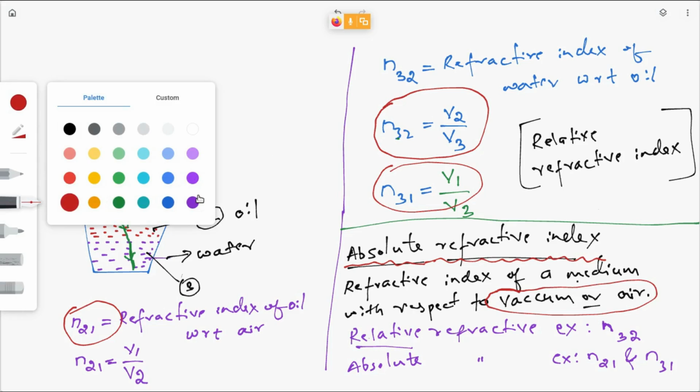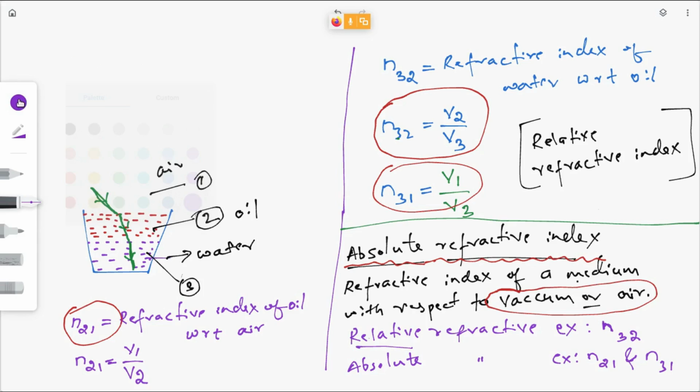Okay, so now what is N21? N21 is speed of light in medium 1 divided by speed of light in medium 2. And you know what is speed of light in medium 1? Air and vacuum. What is speed of light in air or vacuum? 3 into 10 raised to 8 meter per second, or you can write it as C. Speed of light is written as C divided by speed of light in the given medium. So in short, you can write absolute refractive index as C by V.